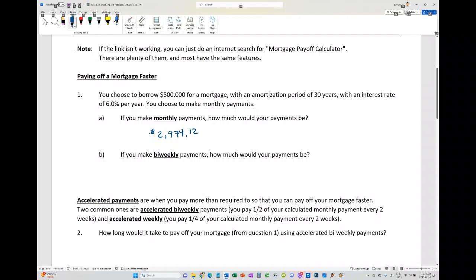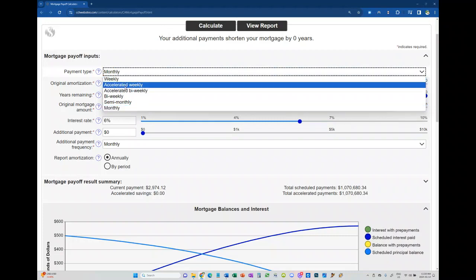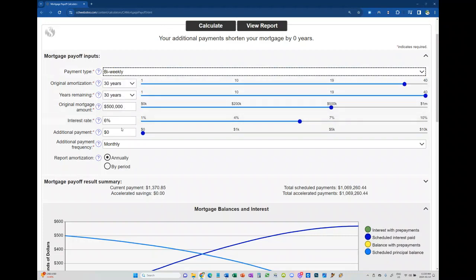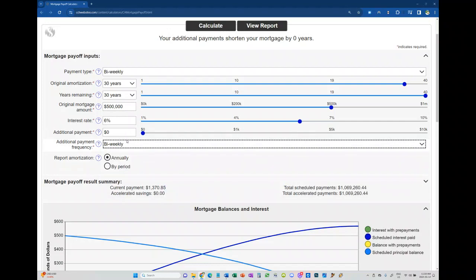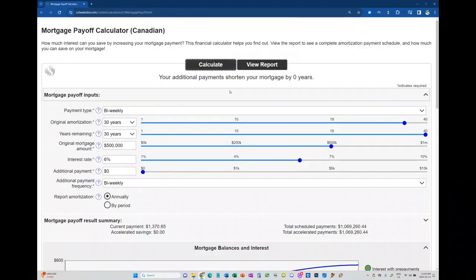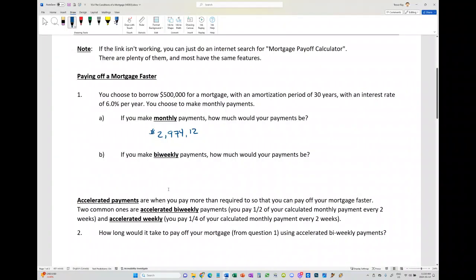Okay, so what we're going to do is switch back over to our calculator here and just make that little change and see what it says. We'll change this to biweekly payments. And again, I'm going to change that one to biweekly. Not that it matters yet, but it will in just a moment. I'll click calculate. And it says now my current payment is $1,370.85.